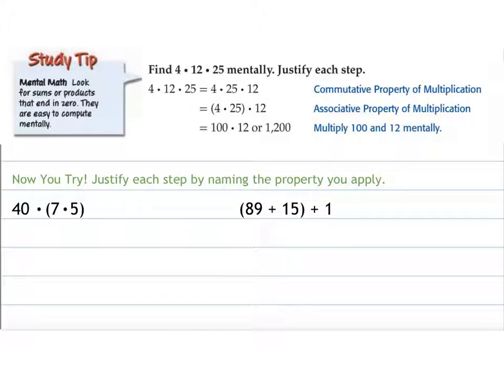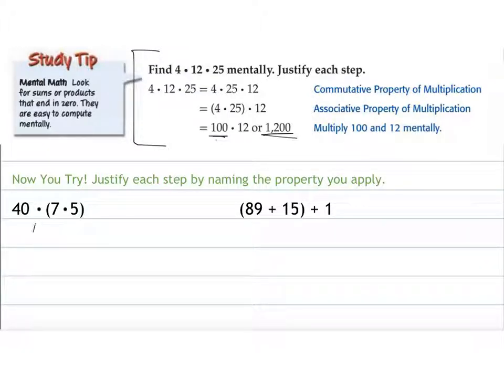Okay, so now we can use the properties that we just learned about to help us solve problems mentally, like in our heads, in an easier way. So if we look at this example right here, 4 times 12 times 25, well, if I just switch the order around, 4 times 25 is 100, and then I just know 100 times 12 would just be 1 times 12, which is 12, and then add the zeros.